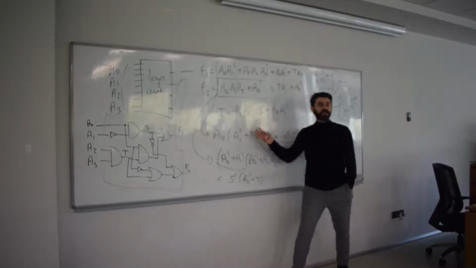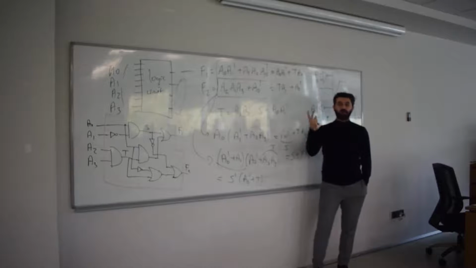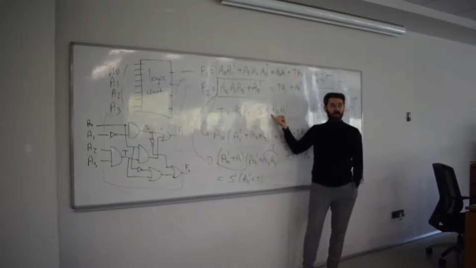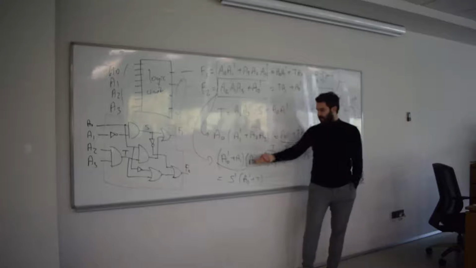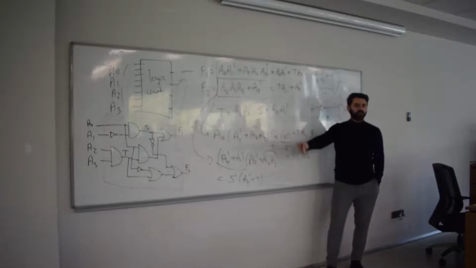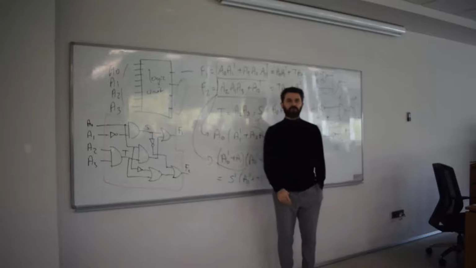Then we go through the second level optimization by figuring out two common terms, S and T. T was A2, A3, and S was A0, A1 prime. And then we write F1, F2 in terms of S and T, and of course the other inputs. Then we draw the logic diagram.